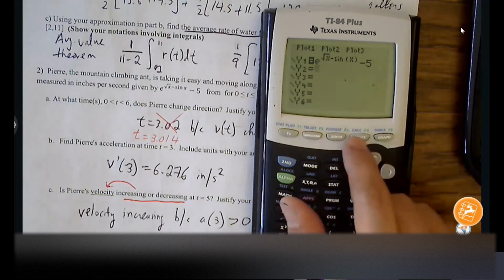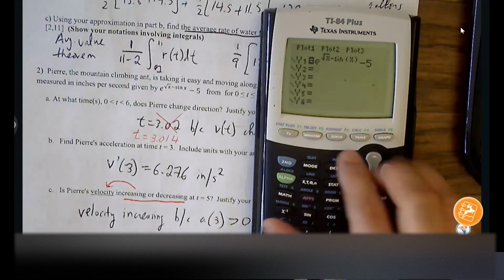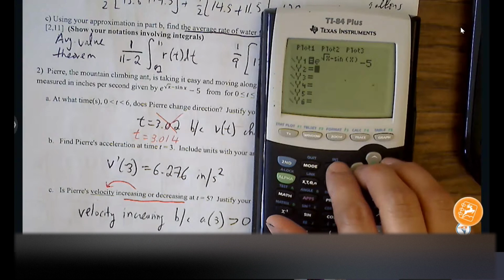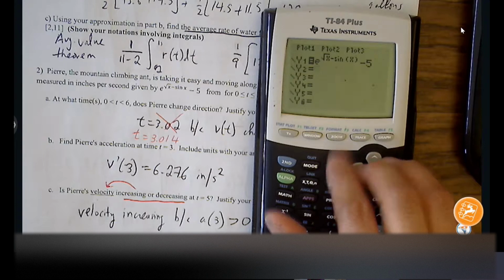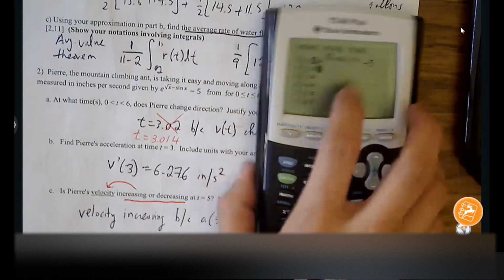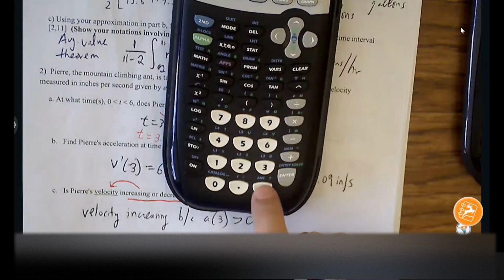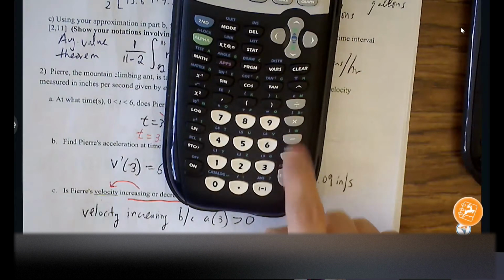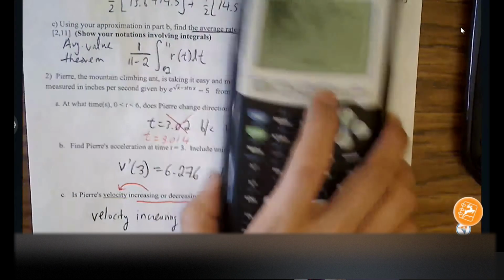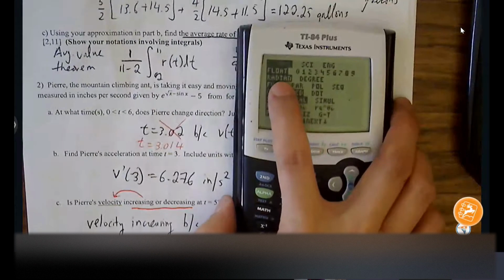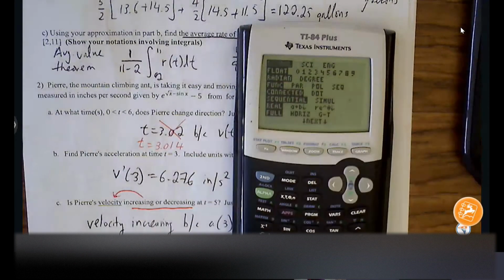Oh, what error does it say? Let me enter it again. Zoom 6. Invalid dim. Are you using the minus sign? You're not using the negative sign, right? You're using this sign here. Yeah. Okay. And then what about your mode? Is your mode in radian mode? My mode is radian. Okay.